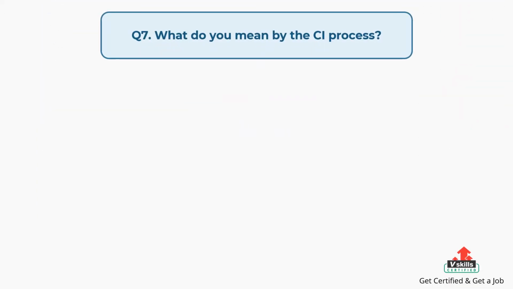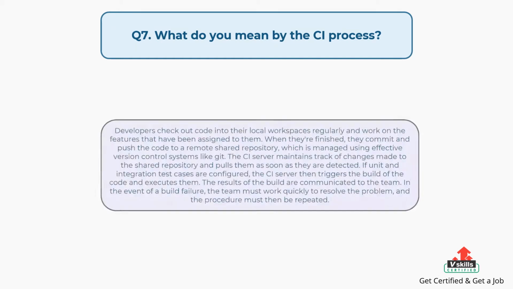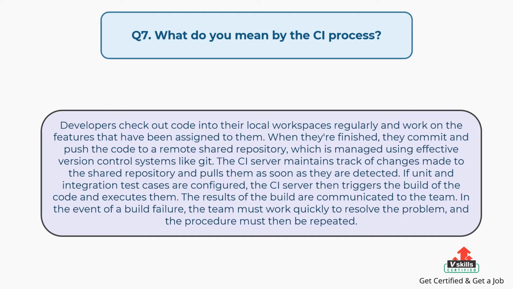Question number 7. What do you mean by the CI process? The answer is: developers check out code into their local workspaces regularly and work on the features that have been assigned to them. When they're finished, they commit and push the code to a remote shared repository, which is managed using effective version control systems like Git.